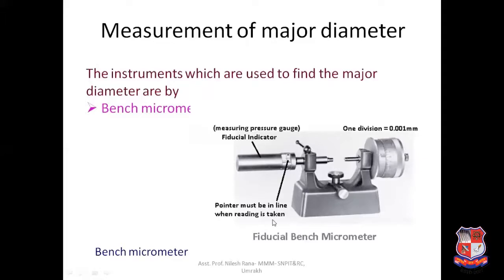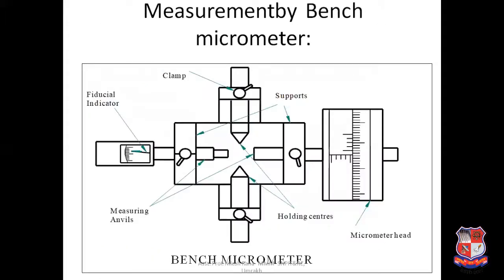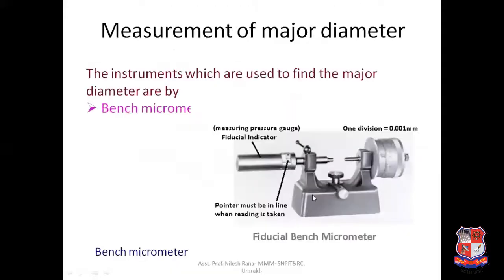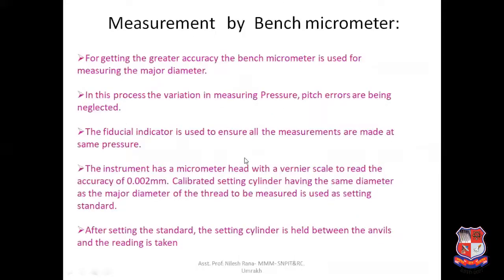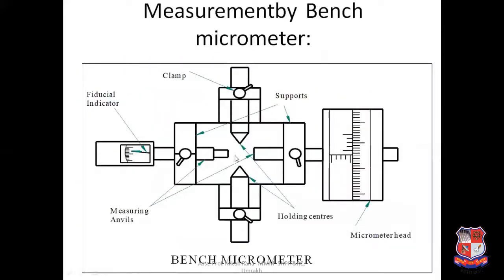Now let's see how to measure with the bench micrometer. This is the figure of the bench micrometer. In the fiducial bench micrometer we use only two anvils, so I will keep these two anvils at my point. First, I will place the slip gauges between the two anvils, and I will set the indicator to 0. When it is 0, I will note down the micrometer reading.